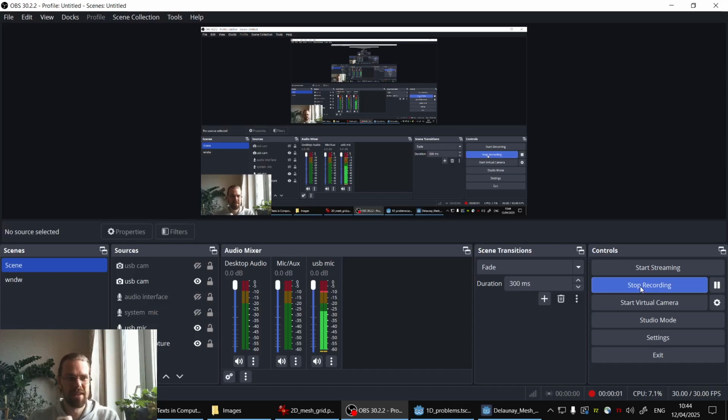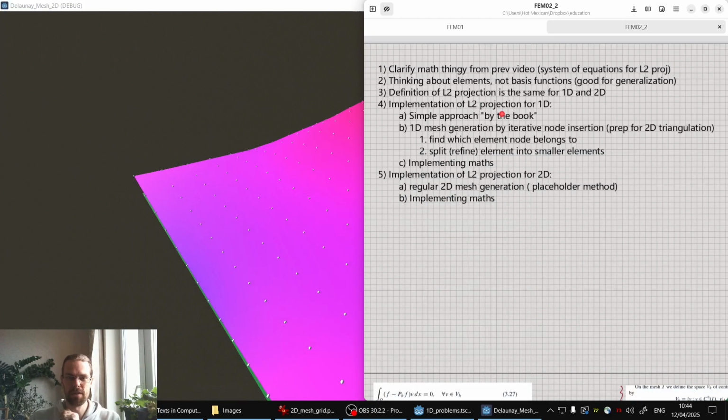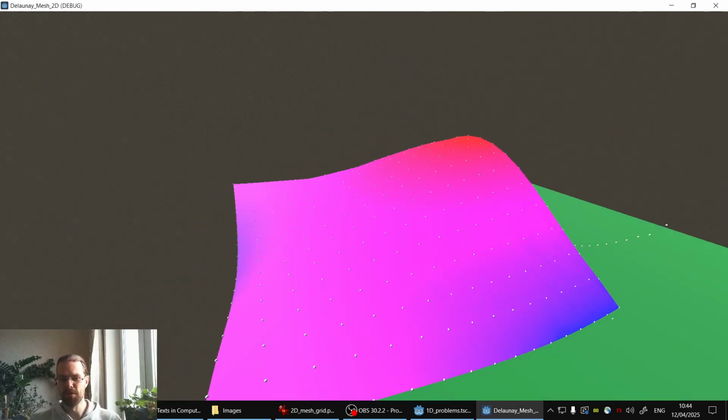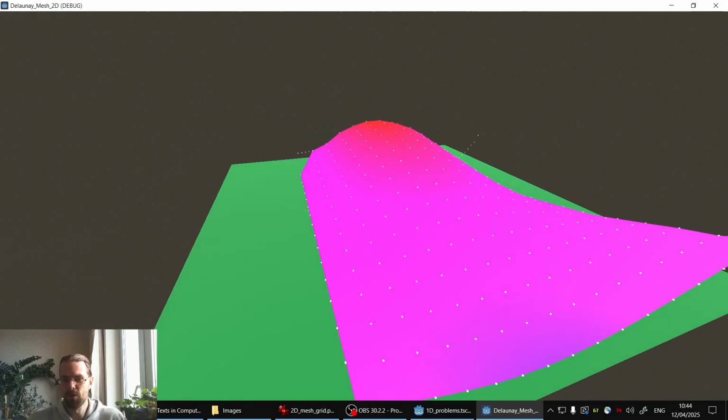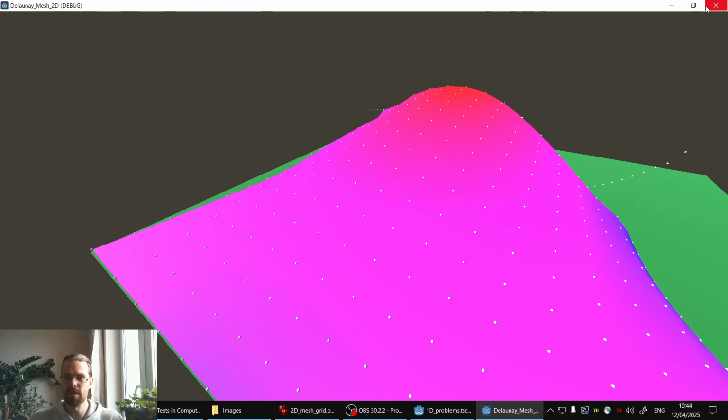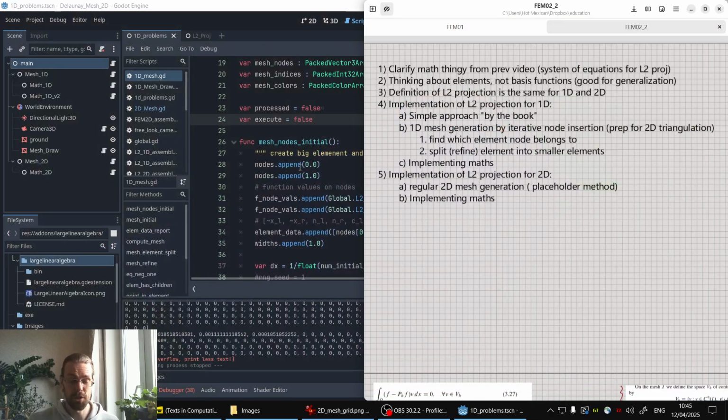Hello. Today we're gonna talk about L2 projection implementation. I do it in Godot. Here's an example of some 2D function approximation using L2 projection. But we will start with a one-dimensional problem and then extend it to 2 dimensions.